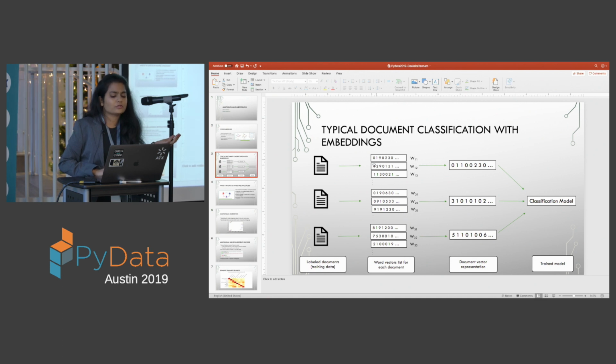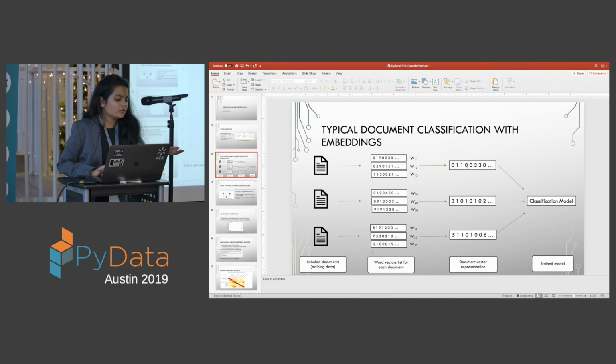typical pipeline would look like this, if you're using pre-trained word2vec embeddings: for each word in each of your documents, you would look up the pre-trained word embedding, and then for each document, now that you have this collection of word embeddings, you want to represent your document as a collection of numerical features, right? So now you have these word embeddings that are like building blocks, and then you take those and combine all of them for each document into a single document vector representation.